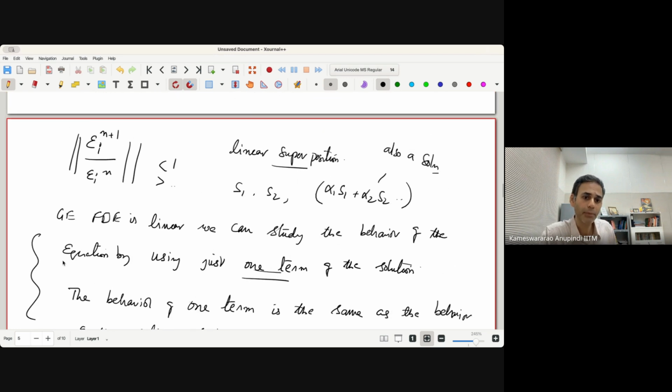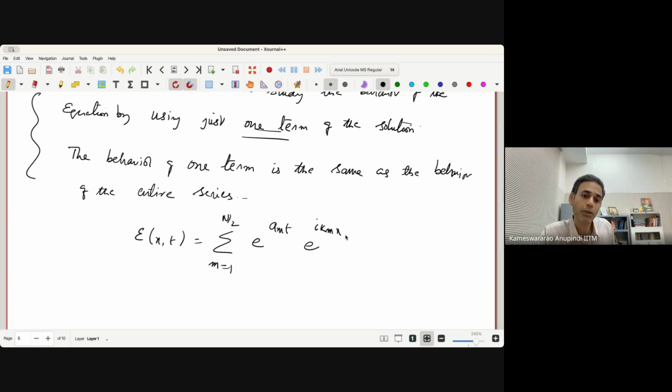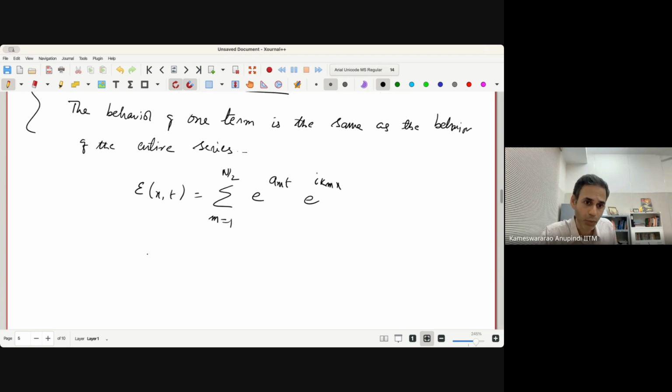That means out of the entire thing we have written here, that is epsilon of x, t as a sum over m equals 1 to N by 2 of e to the power a_m t, e to the power i k_m x, we are going to discard all these terms and only work with one term, that is epsilon_m of x comma t as simply e to the power a t, e to the power i k x.